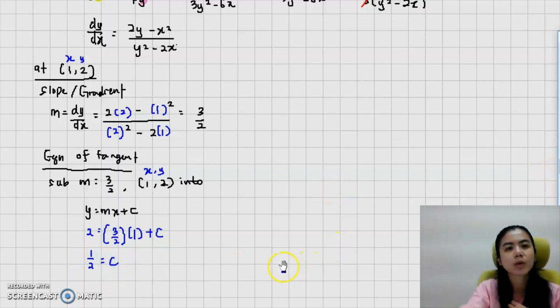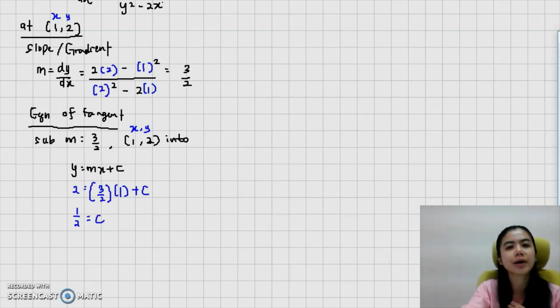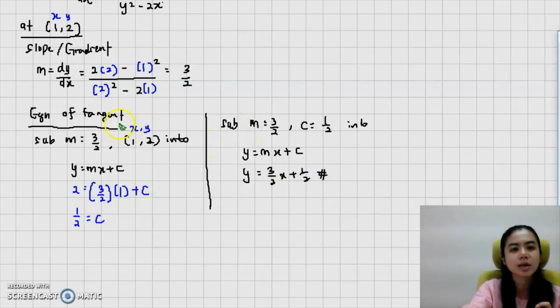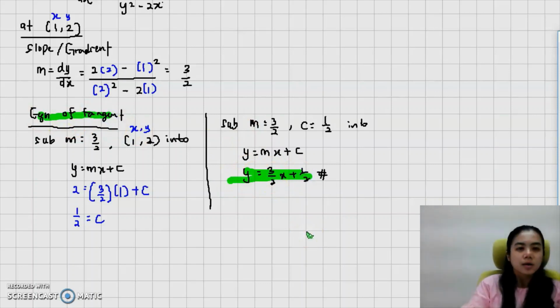Once you have your c as 1 over 2, now you can find the equation of the tangent. Again, we're going to do the substitution. You substitute your m equal to 3 over 2 and your c equal to 1 over 2 into y equals mx plus c again. So it's y equals 3 over 2 x plus 1 over 2. This one is your equation of the tangent. So done. That is the solution for example 3.